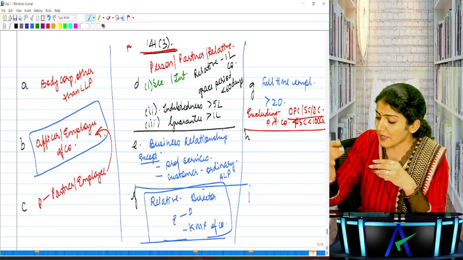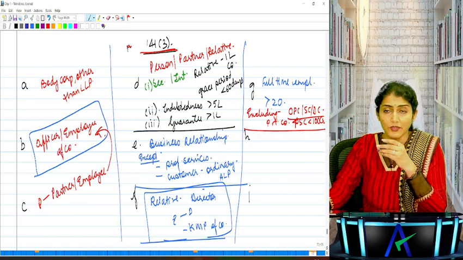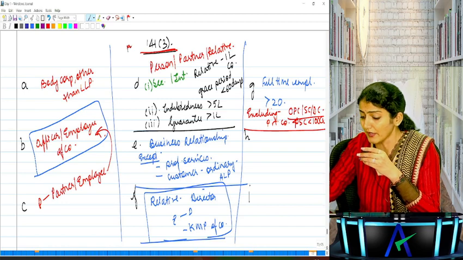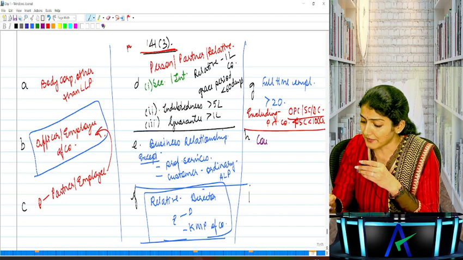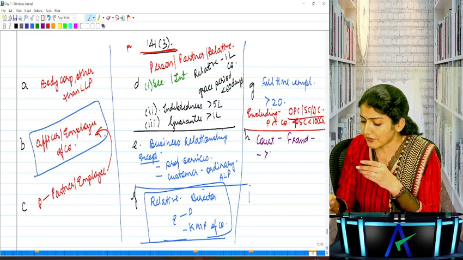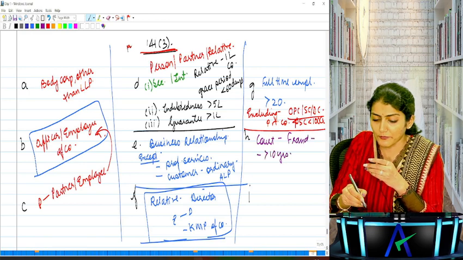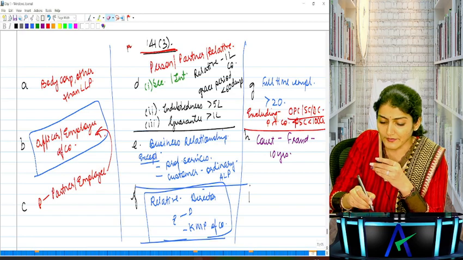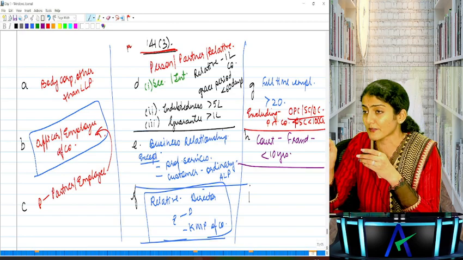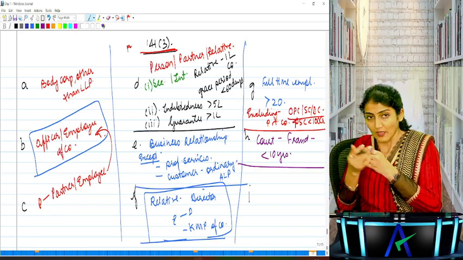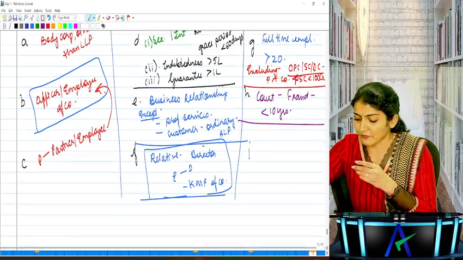A CA in full-time employment elsewhere, or already holding the audit of more than 20 companies. Then a person convicted by a court for an offense involving fraud, where a period of 10 years has not elapsed from the date of such conviction. So once a person has committed fraud, for the next 10 years no company audit for that person. Right? Next 10 years no company audit for that person.